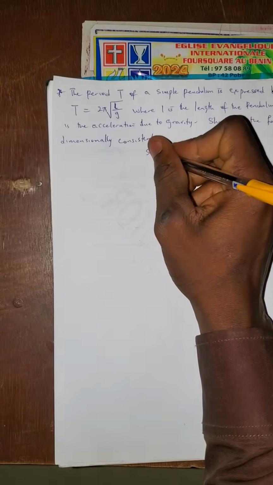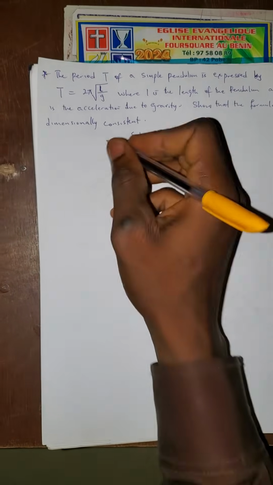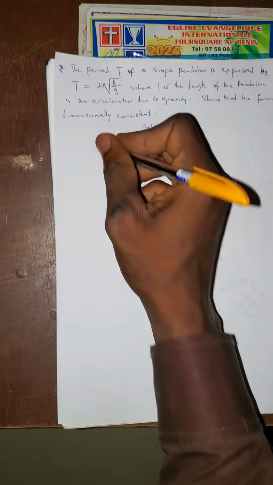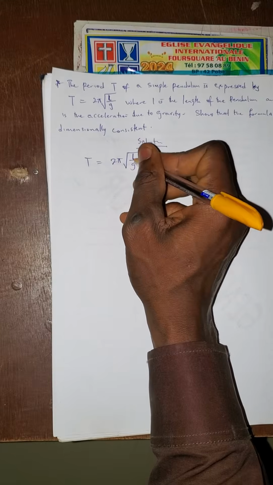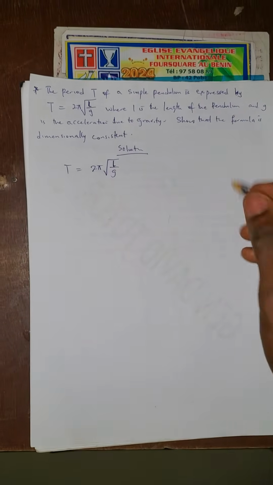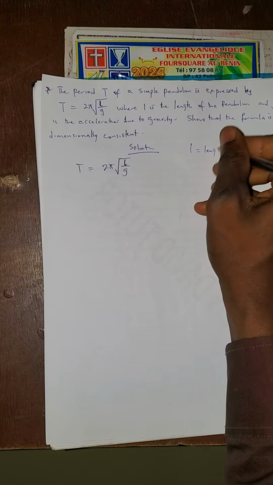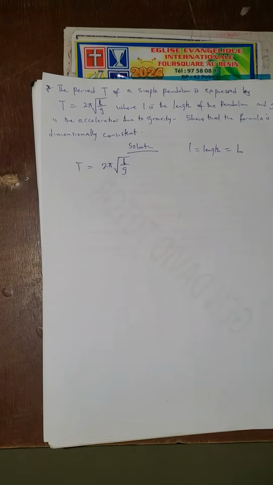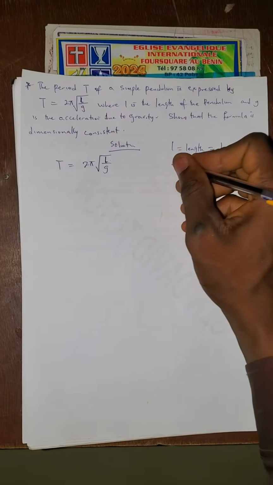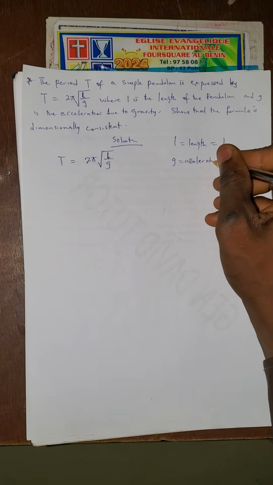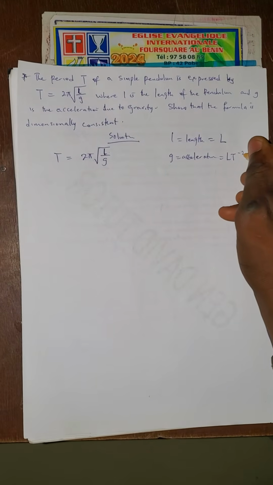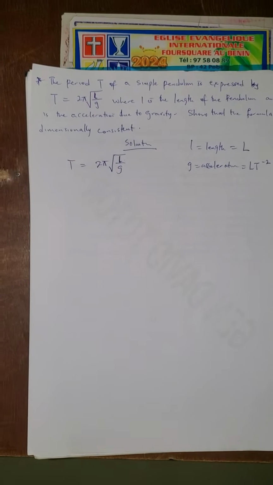This is the way to solve the next question. The question says the period T of a simple pendulum is expressed by T equals 2 pi the square root of L over g, where L is length. The dimension of L, which is length, is capital letter L, and g is acceleration. Since g is acceleration, don't forget the acceleration has the dimension LT raised power -2. That's why we should show that this formula is consistent, that is, that it's correct.